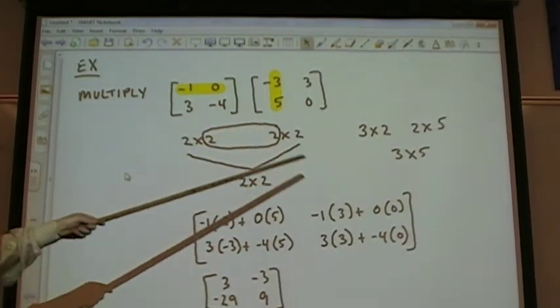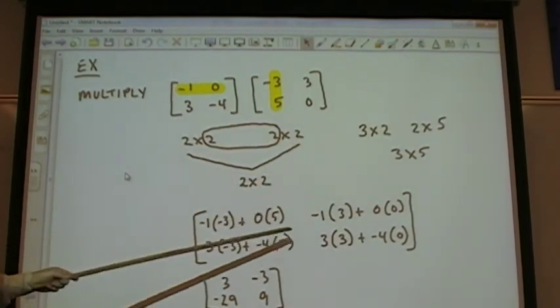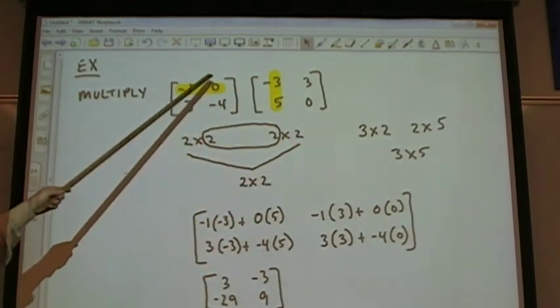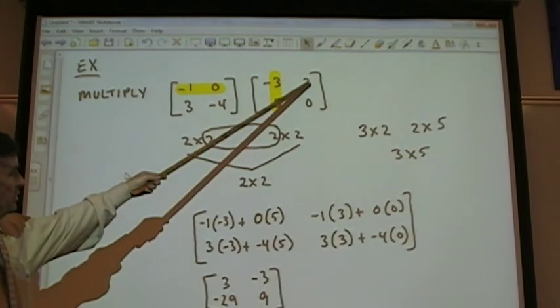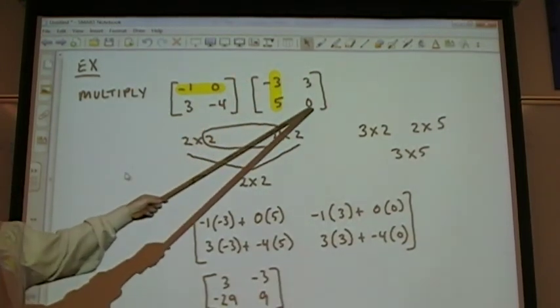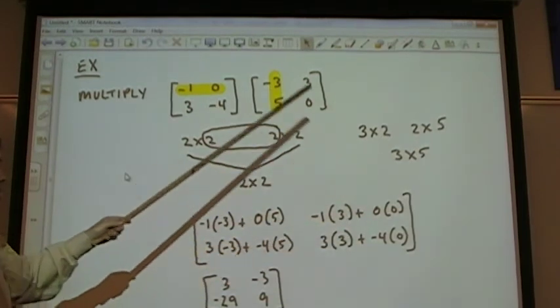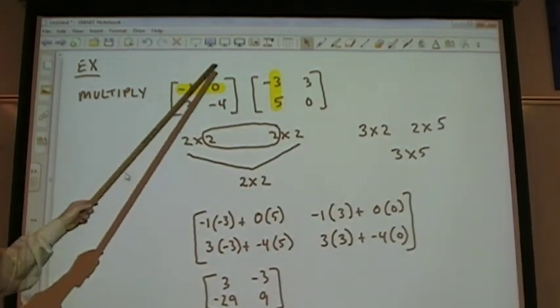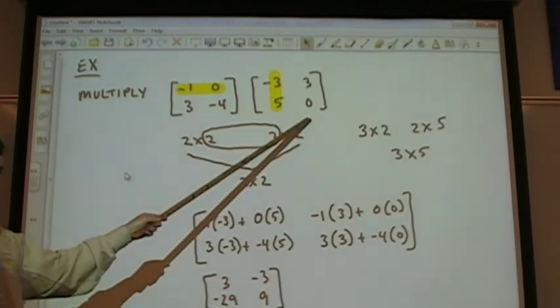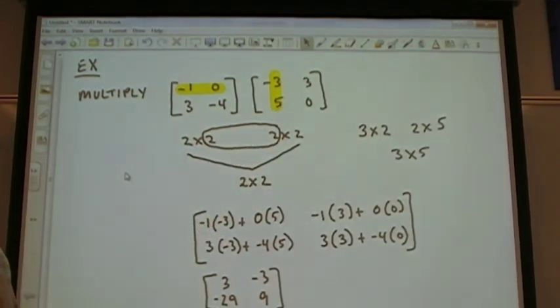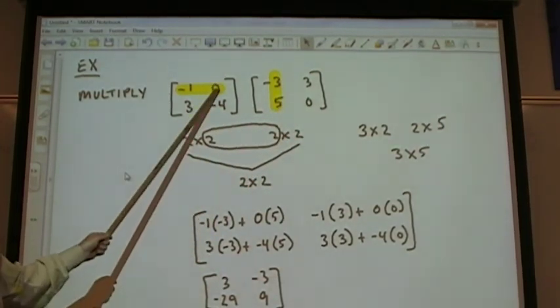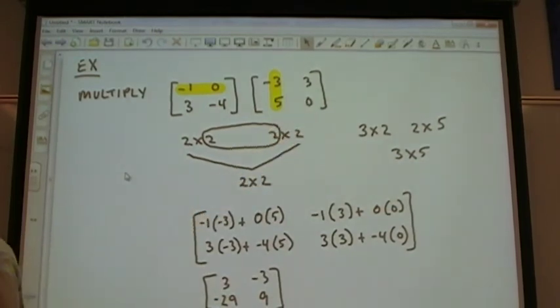So let's make sure we understand this. To get this entry, -1 goes with 3 and 0 goes with 0. That's how I get this, because it's the first entry and this is the first entry of the second column. Okay? This is the second entry, this is the second entry. We'll try another one. Okay?